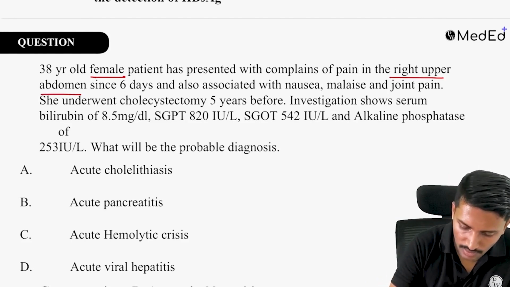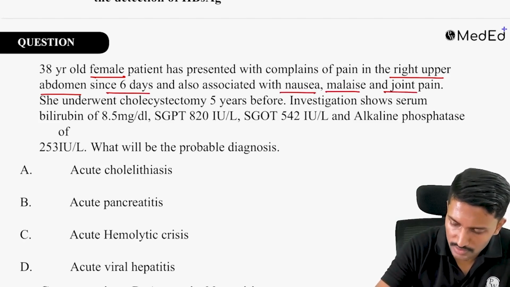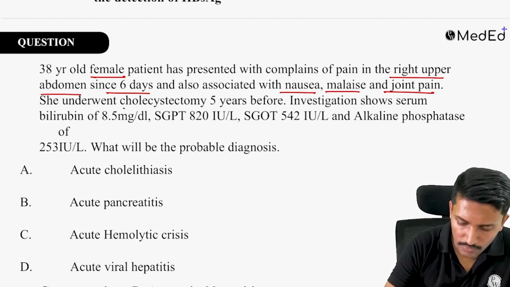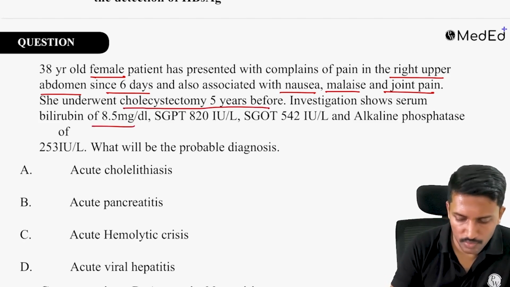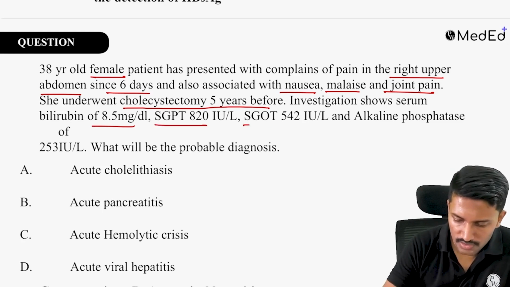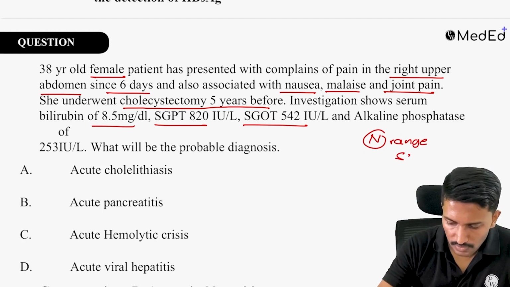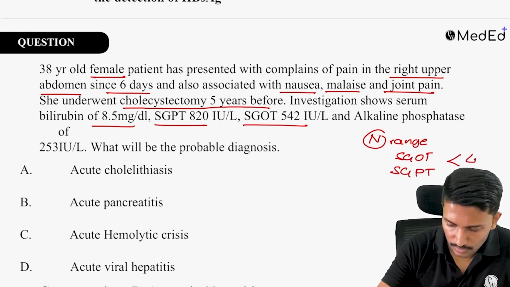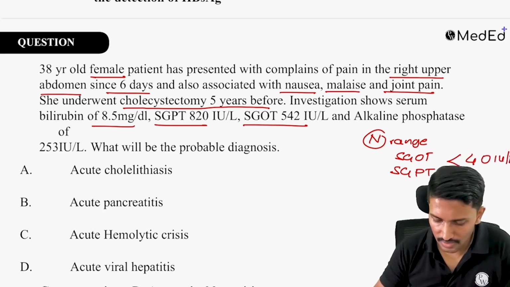Pain in right upper abdomen since 6 days and associated with nausea, malaise and joint pain. She underwent cholecystectomy 5 years back. Investigation shows bilirubin which is high, SGOT, SGPT, normal range for SGOT and SGPT is less than 40 international units per liter. So here it is clearly elevated.